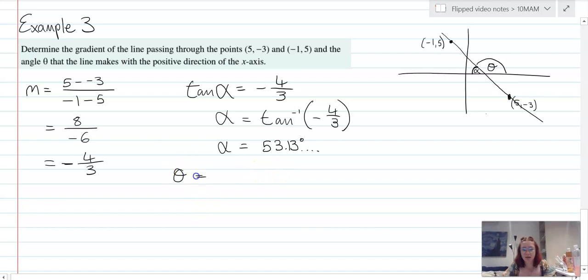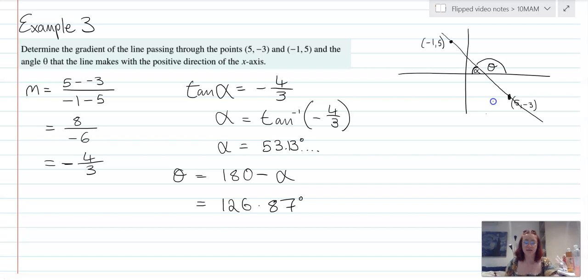So theta is going to be 180 minus that value. So 180 minus 53.13, we'd store that in the calculator to make sure that we don't lose any of those decimal places. And it's going to come to 126.87 degrees, rounded to 2 decimal places. So that's good. We would expect it to be more than 90 degrees because it's that obtuse angle there. And together they're going to make that full 180 degrees that is the x-axis.